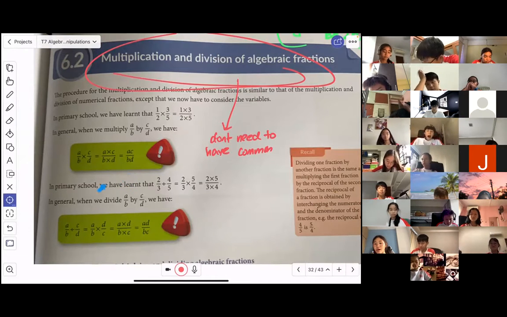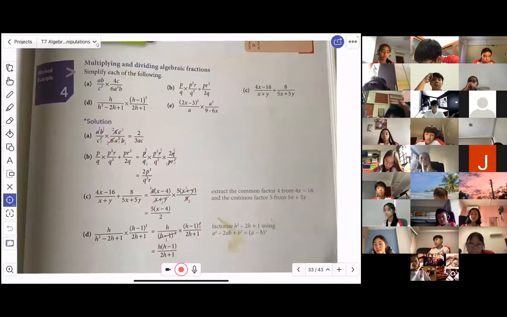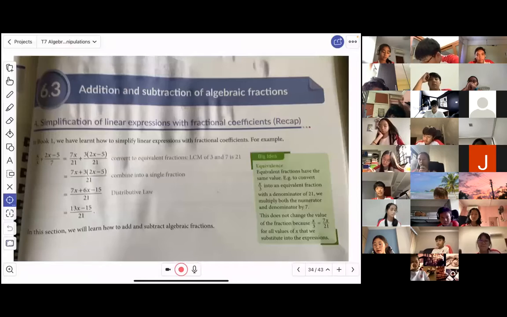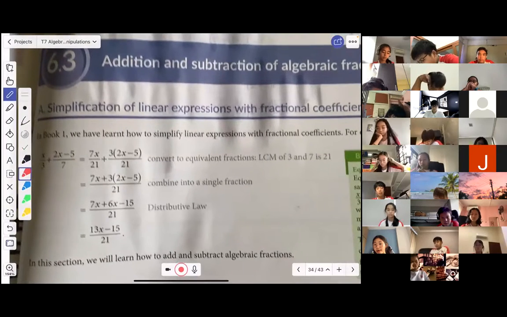Okay, so we do not need to have a common denominator. There's no need to go and create one. When do we need a common denominator? It is when we are adding, which later on I will go through.